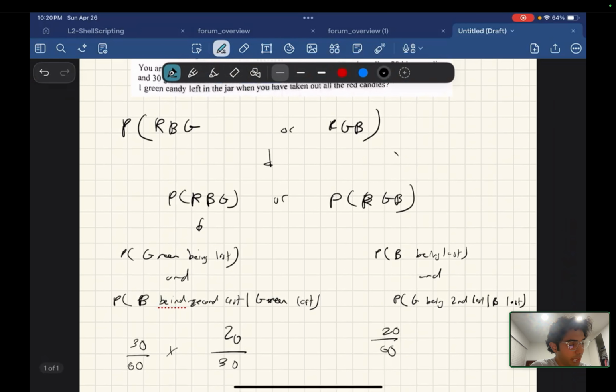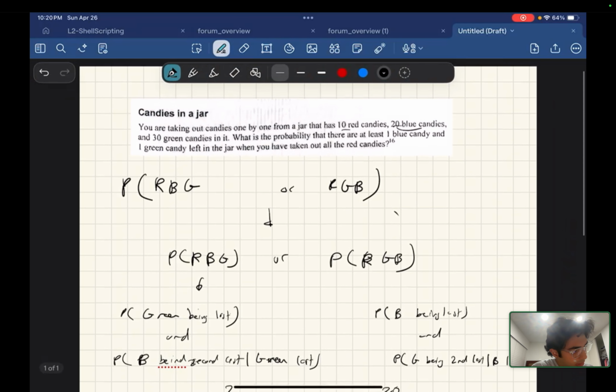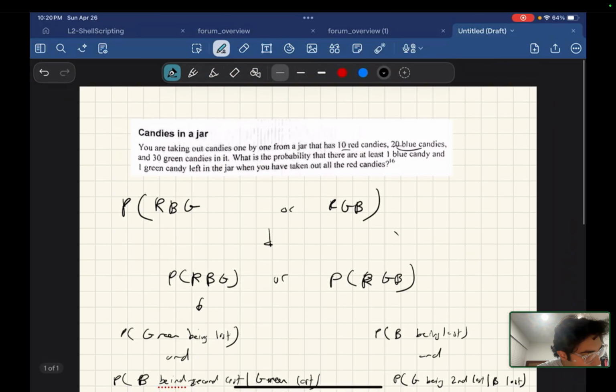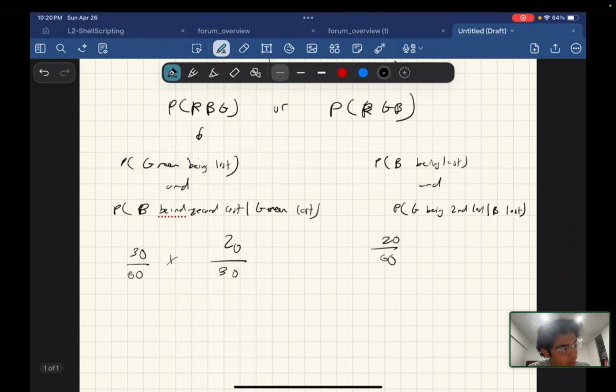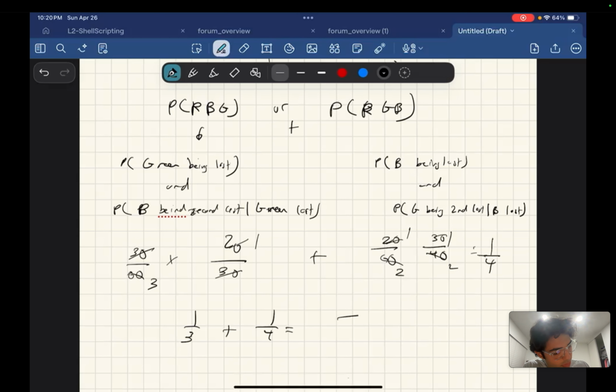And so between green and red, there's 30 green and 10 red, so there's 40 total. And we're saying the chance that green is last is 30 out of 40. And so we can just cancel. It's a 1/3. We can cancel, it's a 1/4. We said we're adding them up because we're adding up mutually exclusive events, right? An or statement in that case would be the same thing as an addition. So now we can just have 1/3 plus 1/4, which equals 7/12. And that's the answer.